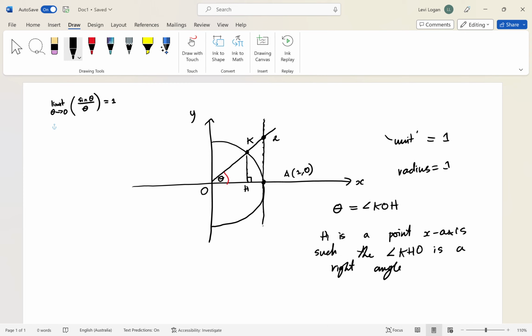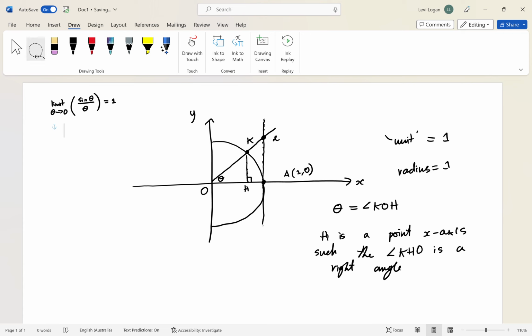It means that the angle KHO, so K is here, H is here, and O is here, means that this is a right angle. And if that's a right angle, we know that this whole thing needs to be 180 degrees. Therefore, this is a right angle here too. Alright? So know that.